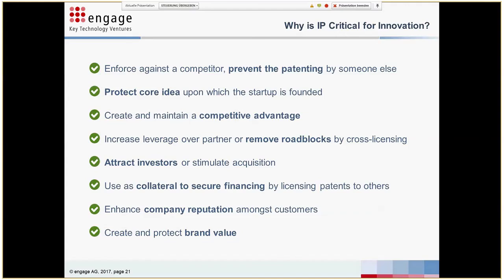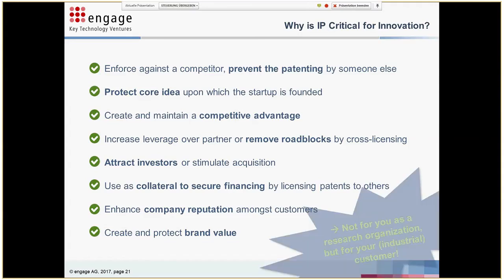And now, of course, you will ask, why should I, as a university, for example, think about this? You need to think about this because your customer needs to think about this. And when you try to sell an innovation to a company, they will ask you, is there a patent involved? Because maybe not all the points I mentioned will hold true for a university, but they will hold true for the company. And by helping the company achieve these goals I just mentioned, you will help increase the commercial value of your innovation. So this is the reason for creating IP, even as a public research organization.